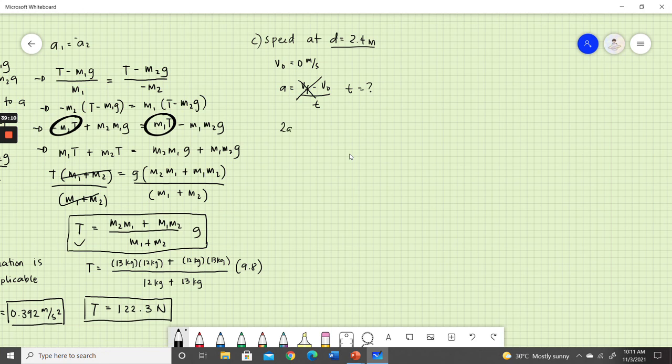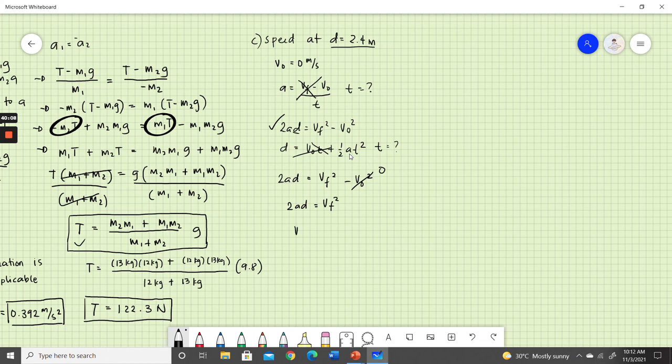So we can use 2AD is equal to V final squared minus V initial squared, or we can also use D is equal to VOT plus 1/2 AT squared. Again, we cannot use this because we don't have T. So the equation without T is this one. Let's use this, since what we're looking for is the final velocity. We're going to use 2AD is equal to Vf squared minus V0 squared. Since we know that the initial velocity is 0, let's just remove that. So we are left with 2AD is equal to Vf squared.